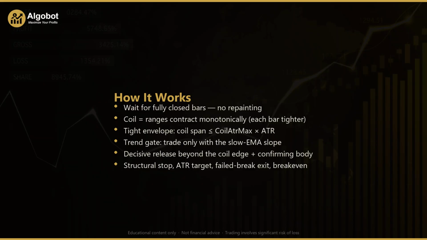On top of that, there are 2 safety features. If a later bar closes back inside the coil, the breakout is treated as failed and the position is closed immediately. And once price runs one average true range in favor, the stop is pulled up to the entry price, so a trade that was working can't easily turn into a loss.